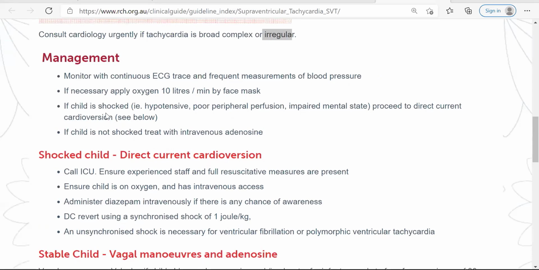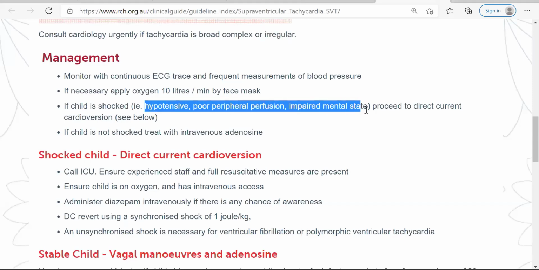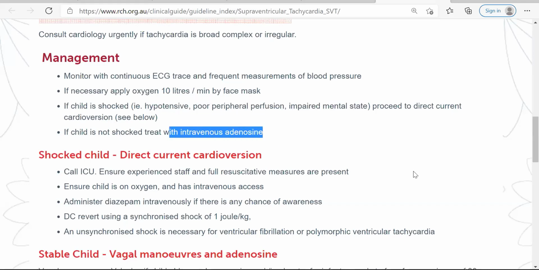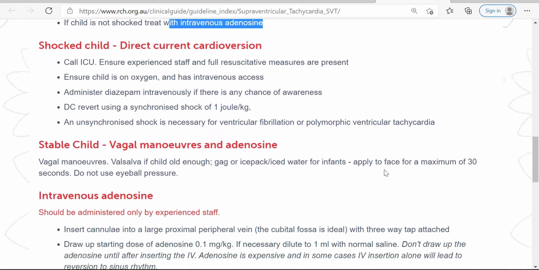All right. So normally in SVT, if the child is shocked, these are the criteria, as you can see: hypotension, impaired mental state. Impaired mental state means the patient is confused, not responding to you. Dizziness is not confusion. Dizzy means that you are feeling lightheaded. Then you proceed for DC cardioversion. If the child is not shocked, then we treat with intravenous adenosine.